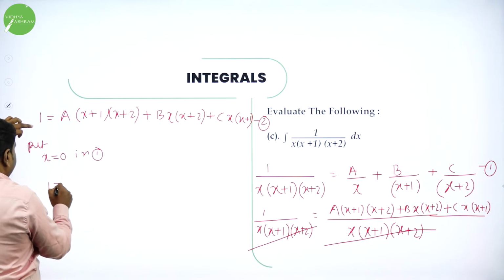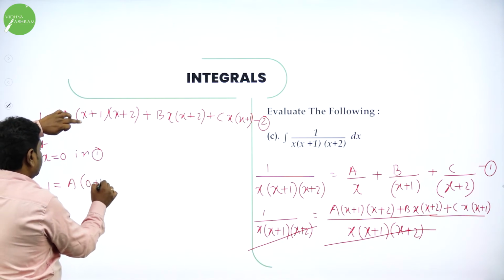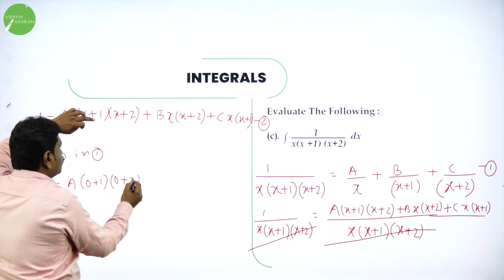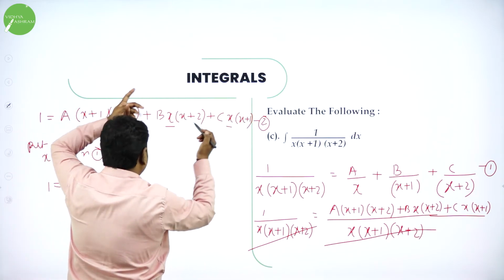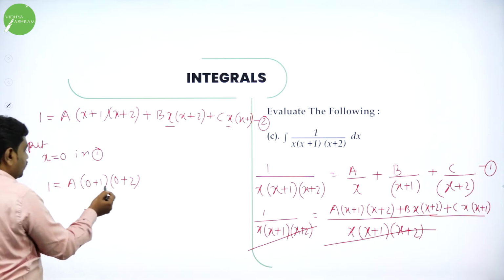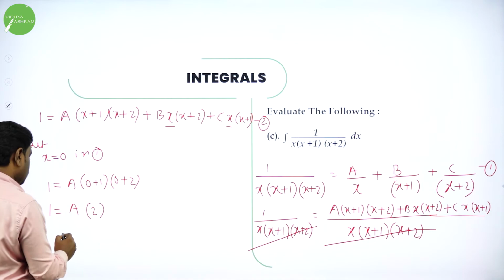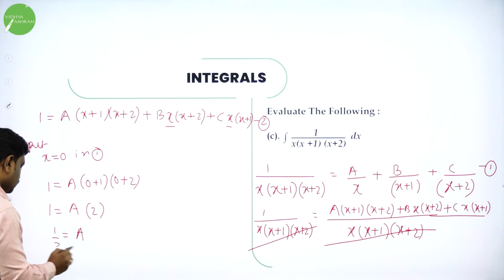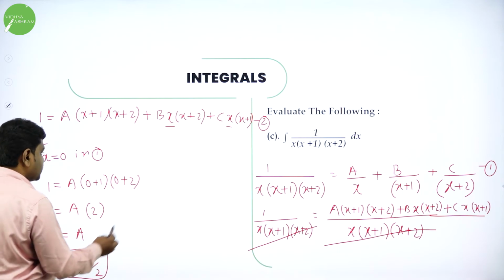So 1 equals A into 0 plus 1 into 0 plus 2. Dear students, if I put x as 0, 0 into anything becomes 0, so only we will have A. From this you will get A. So A into 1, 2s are 2. So A is 1 by 2. You got the value. What is the A value? Half.